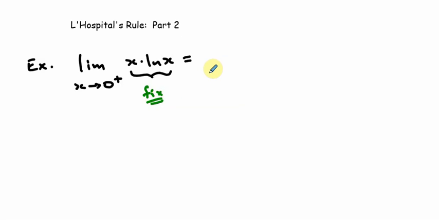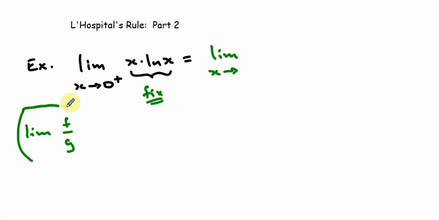Okay, so we're going to use a sneaky little rearranging trick. So remember, L'Hopital's rule has to be the quotient of a function. It's got to look like this, right? It's got to be the limit of a function divided by a function. So this is what you're striving for in order to use L'Hopital's rule. And I don't have that here. So here's my sneaky little trick.